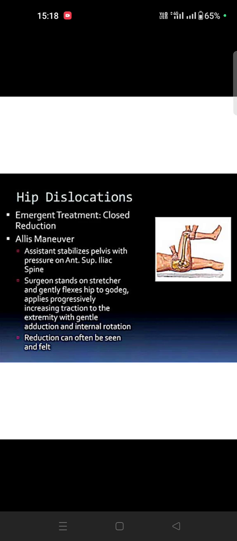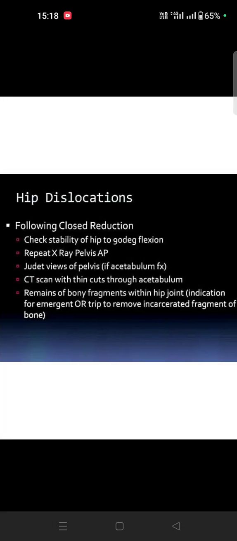Okay. So the assistant stabilizes the pelvis with pressure on the anterior superior iliac spine. Mainly this will be done by orthopedics and physiotherapists. The surgeon stands on the stretcher and gently flexes the hip and knee. Apply progressive traction to the extremity with gentle adduction and internal rotation, so the reduction can be seen and felt. Here, check the stability of the hip. Then repeat X-ray of the pelvis, and a chest view of the pelvis. Then CT scan, for any remaining fragments and the indication to remove the incongruent bone fragments.